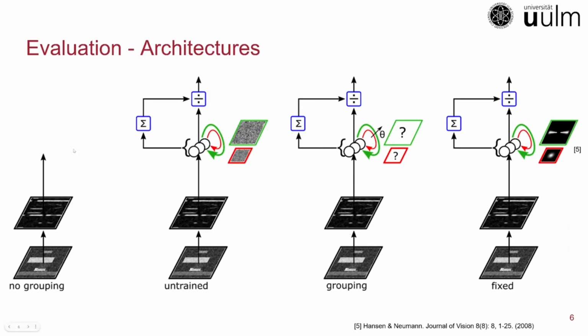So for that, we compare it to some other architectures. First of all, a no grouping architecture, which just performs the input filtering and has no grouping cell. Then an untrained architecture, which has the grouping cell, but the excitatory and inhibitory kernels are just randomly initialized and not trained. Then our architecture of interest, the grouping architecture, which now learns the excitatory and inhibitory kernels. So we don't know what will come out of here, but we want to know whether this can then perform perceptual grouping. And finally, we also compare this to the fixed pre-specified weights from previous modeling work.